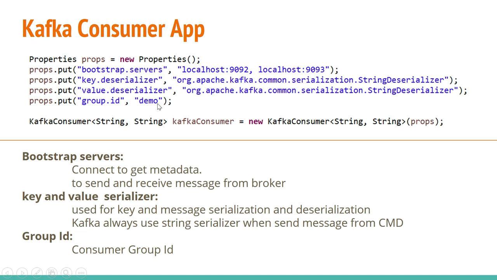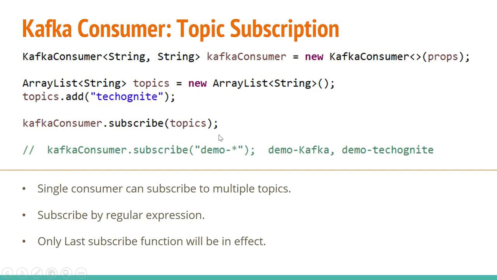If we change the group ID name, let's assume that if this is a demo and we have given another group as test, then they both will each receive the messages within their own group. Now we have created a Kafka consumer object. Next is to subscribe to some topics. So to subscribe to the topics, we have created an ArrayList object and passed the name of the topic and called the KafkaConsumer.subscribe method.